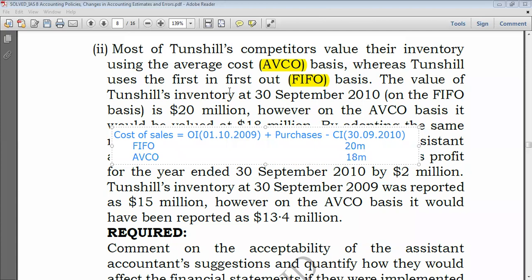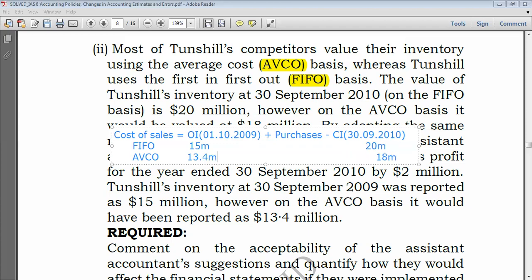Now to go further, we are told that Tanshil's inventory at 30 September 2009, which is the opening inventory, was 15 million, just like this, 15 million. But here also we are told that under AVCO, if it used AVCO, it would have been 13.4 million.